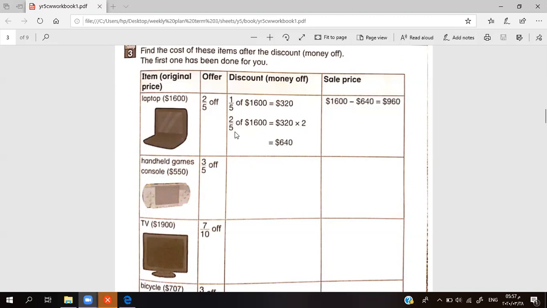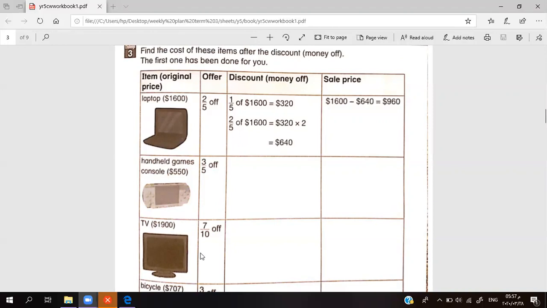So the discount became 640. Can I now get the price of the laptop after the discount? Yes. I'll do 1,600 minus the discount, which is 640, which should give me 960.